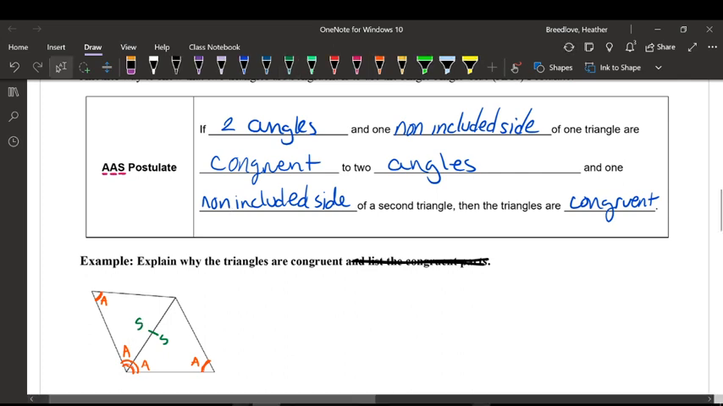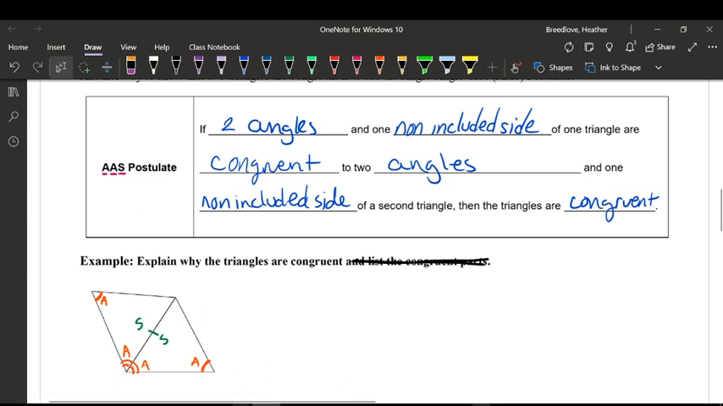And it doesn't matter if you read clockwise or counterclockwise. If I read counterclockwise I get AAS, if I read clockwise, it's SAA. So you get different letters, but they both do the same thing. The side is only touching one of the A's, it's not touching the other A.